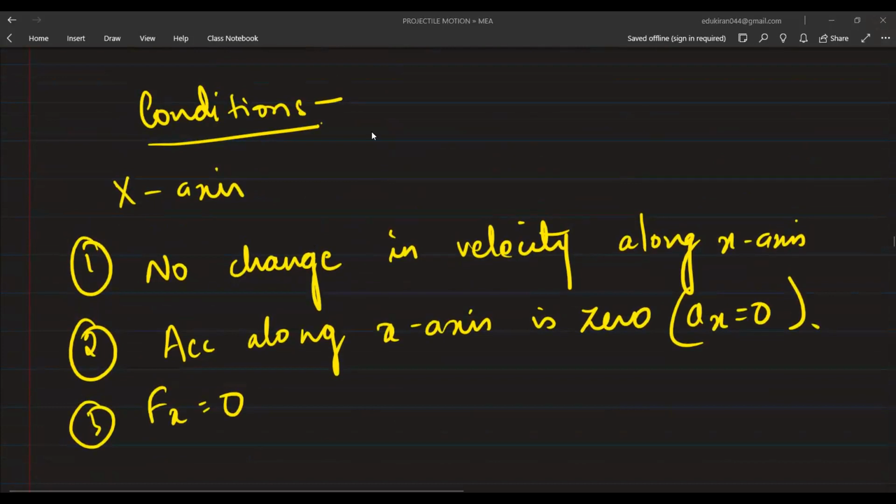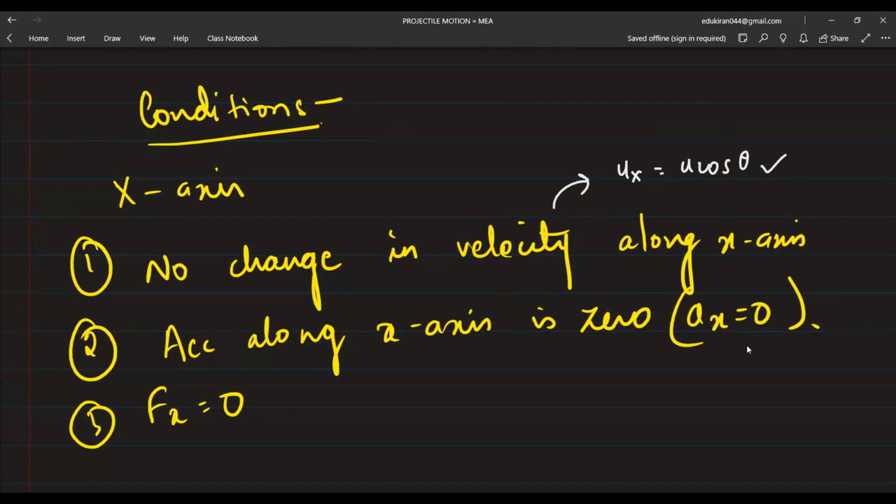See, these are the conditions which you have to remember. Along x-axis, what all things you have to remember? There will be no change in the velocity along x-axis. No change in the velocity along x-axis means that ux will remain the same. This first point means that ux, which is equal to u cos theta, doesn't change. This will remain the same.